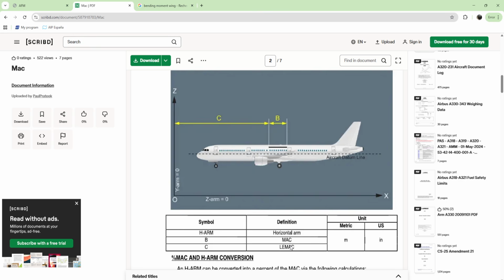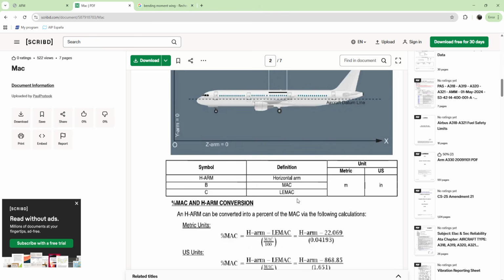The distance between the C is the distance to the leading edge of the mean aerodynamic chord, and the B is the mean aerodynamic chord. This is what we call the mean aerodynamic chord. We are not going to enter into aerodynamics, but this we call the mean aerodynamic chord. It goes from the wing.